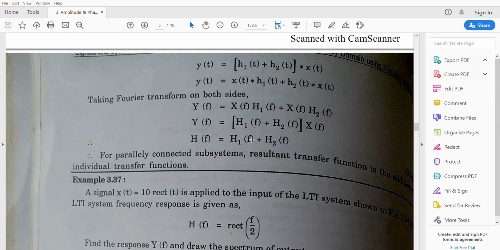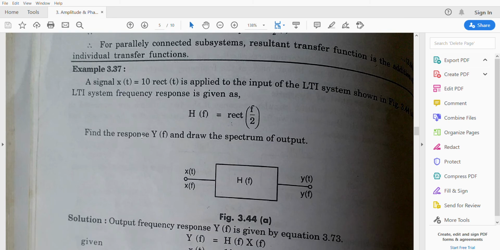See, now these numerics are very easy, because we already know how to convert the given signal into the frequency domain and how to apply the convolution property in the frequency domain. Let me read this numeric. A signal x of t equal to 10 delta of t is applied to the input of the LTI system as shown in the figure, and the LTI system frequency response H(f) is given. So for this LTI system, x of t is given, that is 10 delta of t. H(f) itself is given in the frequency domain, and what we have to find is y of t, the output response.